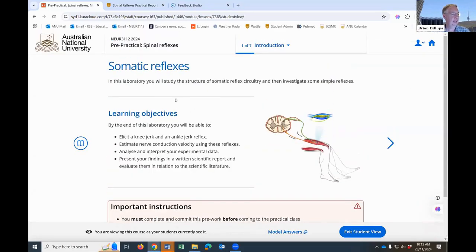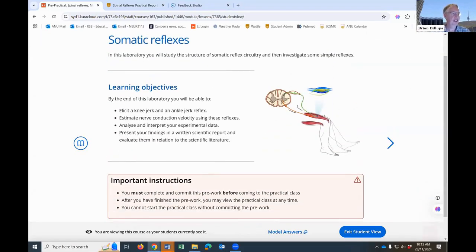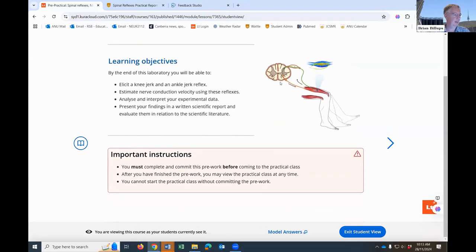The pre-practical has some information beforehand, some basic anatomy. As it says, they must complete this work before coming to the lab, otherwise they don't have access to the lab. We also put a couple of percentage points of the assessment on there just to encourage them to do it, though it really is formative assessment. We let them change their answers, and pretty much everybody gets 100% for that, so it's only 1% or something like that.